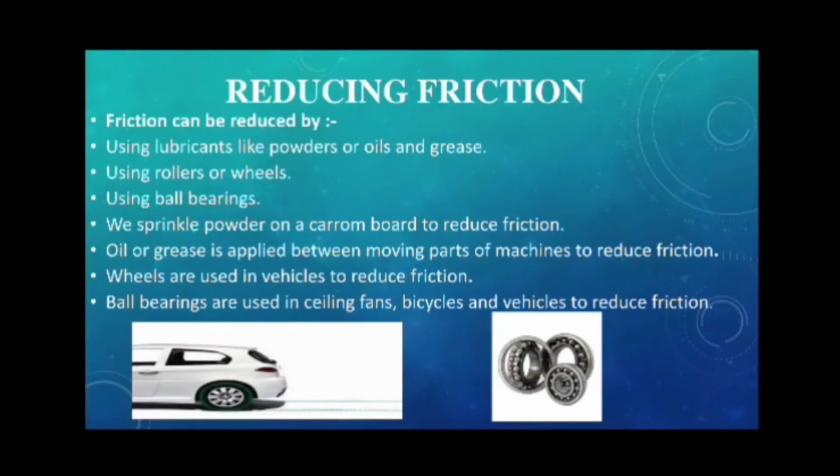So then next is using ball bearings. Now ball bearing is a device which consists of a ring of small metal balls. The small metal balls of a ball bearing can roll freely. Ball bearings are designed to make the moving parts of a machine roll over each other rather than slide. And we all know that rolling friction is much less than the static and the sliding friction. Then wheels are used in vehicles to reduce friction. Ball bearings are used in ceiling fans, bicycles and vehicles to reduce friction.